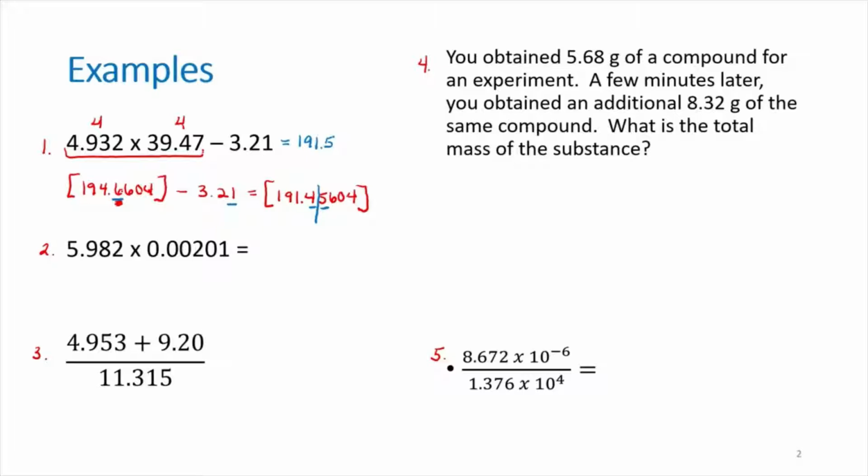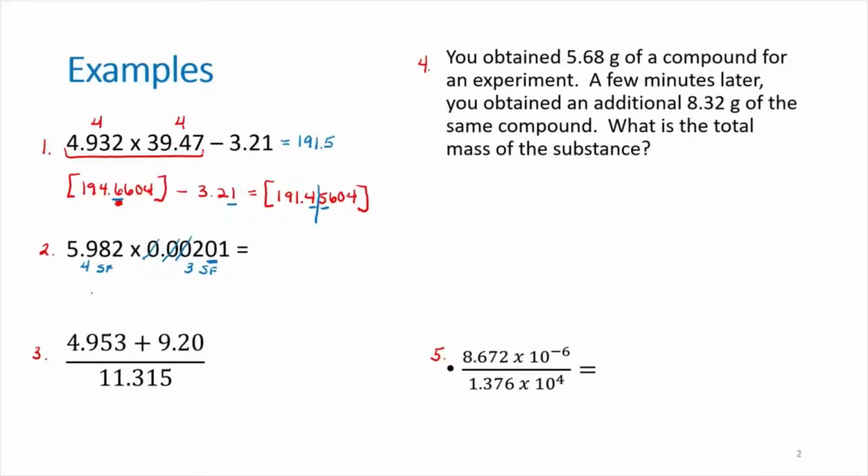Okay, next example, 5.982 times 0.00201. This has 4 sig figs. This has 3 sig figs. Remember, leading zeros, not significant. Captive zeros, zeros stuck between 2 other digits, are significant.